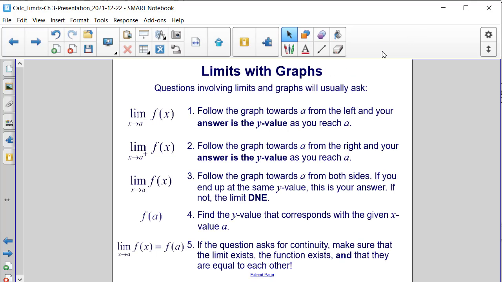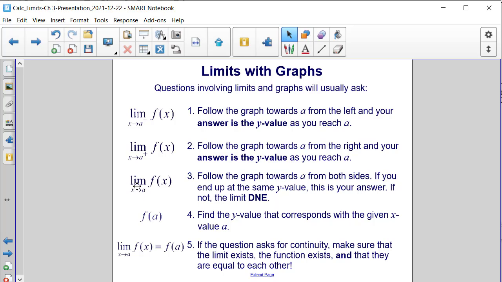Questions involving limits and graphs will usually ask for the limit of f of x as x approaches a from the left. When this occurs, follow the graph towards a from the left, and your answer will be the y value or function value as you reach the x value of a. You could also have the limit of f of x as x approaches a from the right. So follow the graph towards a from the right, and your answer will be the function value or y value as you reach the x value of a.